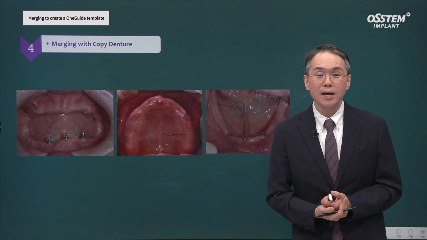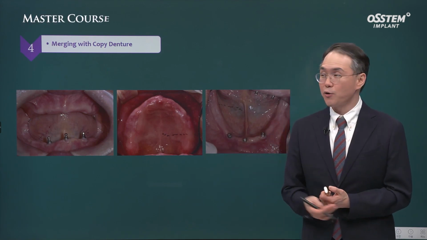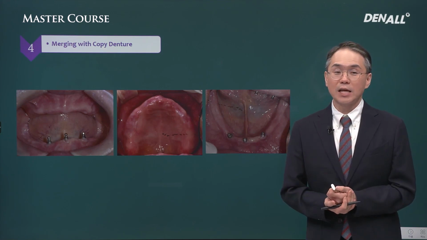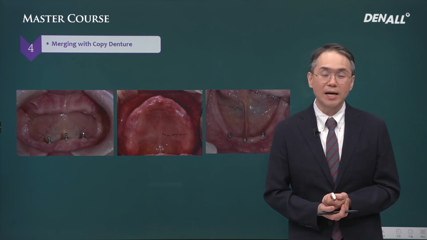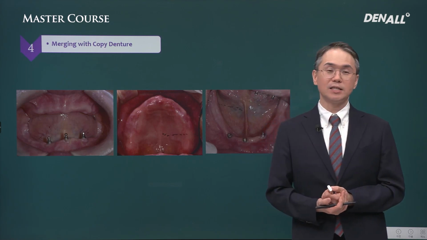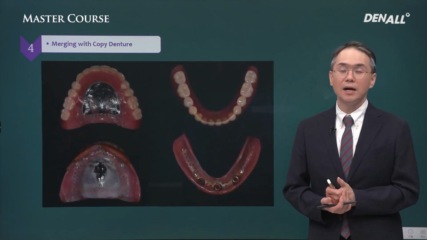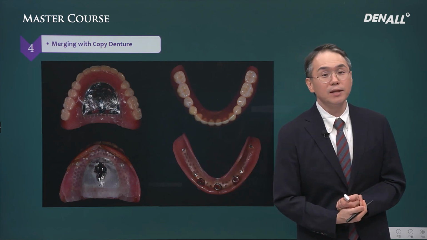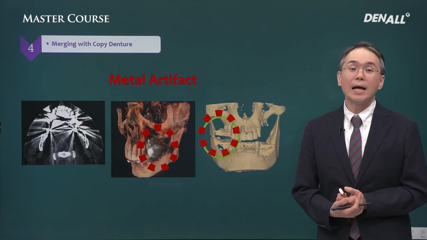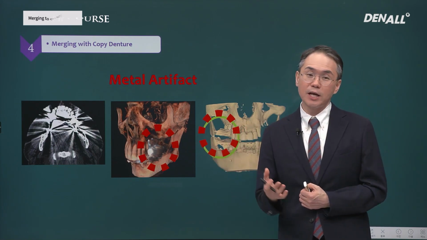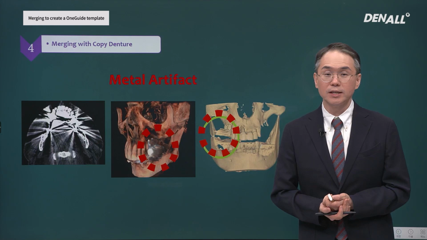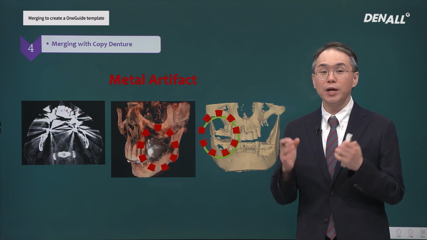In the lower, a bold type overdenture was used. In the upper, a conventional complete denture was used. There were issues with retention in the upper denture, so 4 implants were placed in the upper and an implant overdenture was applied. As you can see, there's a metal frame, so there's scatter. If CT is taken as is, it'll be difficult to find the accurate radiopaque markers on CT even if you add composite resin.